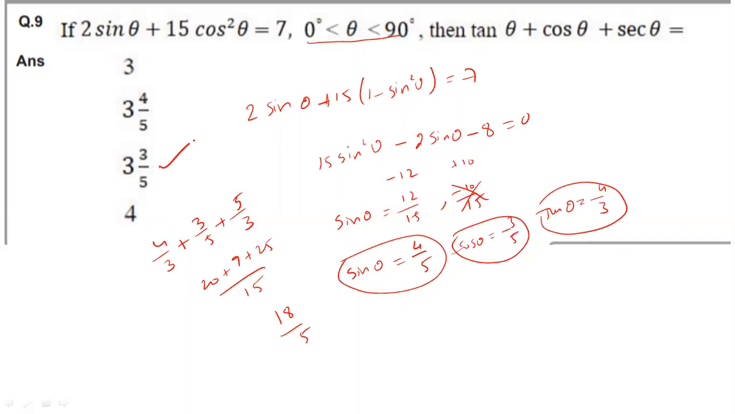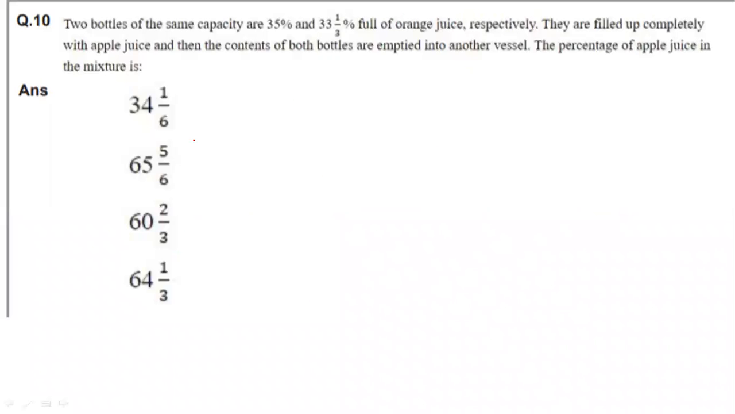Now let's move on to the next question. 2 bottles of same capacity. This is important, same capacity. That means both the bottles have same volume. 35% and 1/3% full of orange juice. They are filled up completely with apple juice. Then the contents of both bottles are emptied into another vessel. Percentage of apple juice is asked.